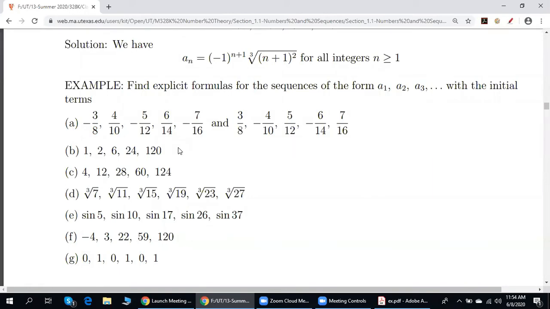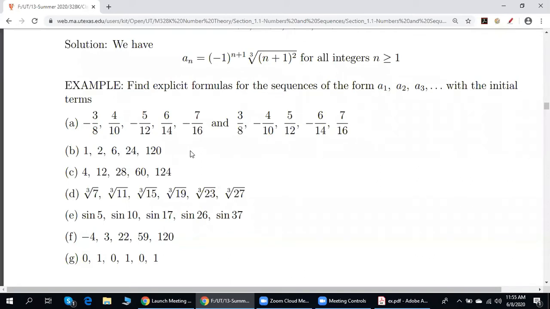Guys, any questions here? I have a question. You said that this one is not geometric, so is it just neither arithmetic nor geometric? Are you talking about B? Yes. This sequence is not an arithmetic sequence. This sequence is not a geometric sequence.